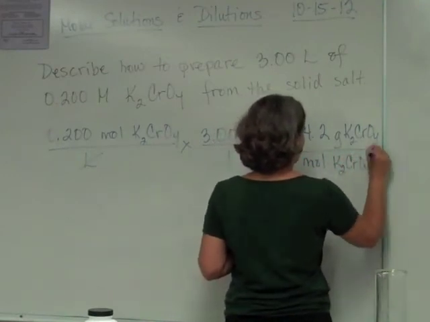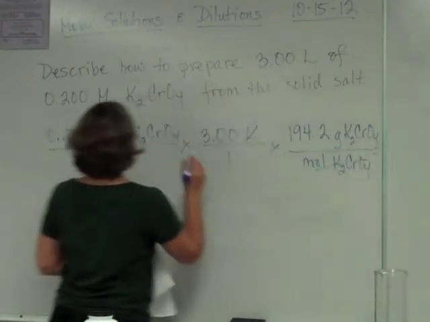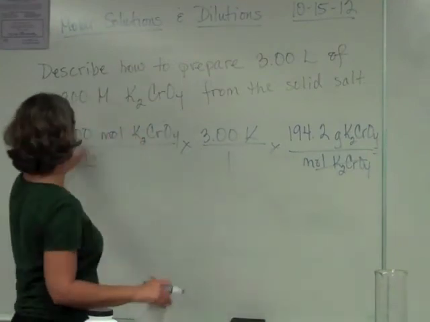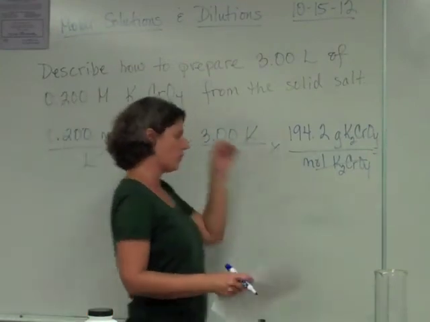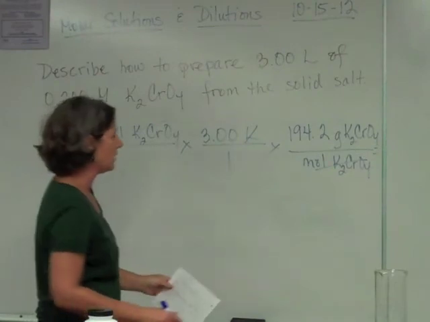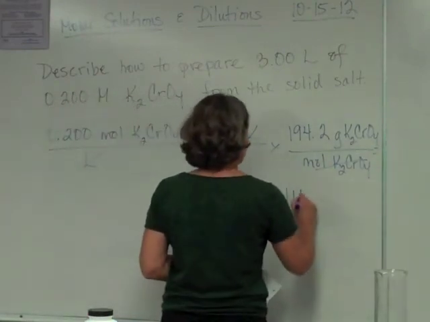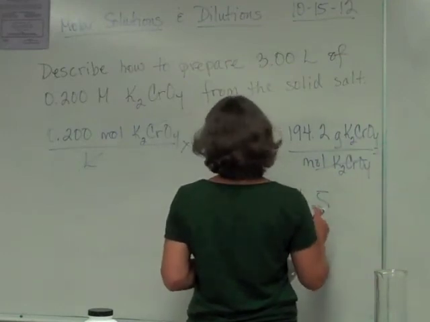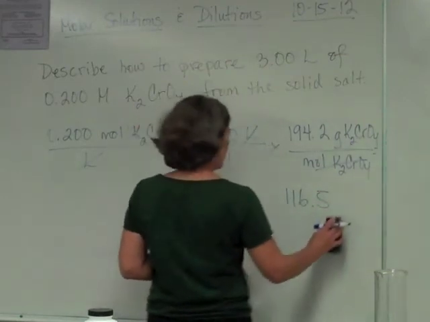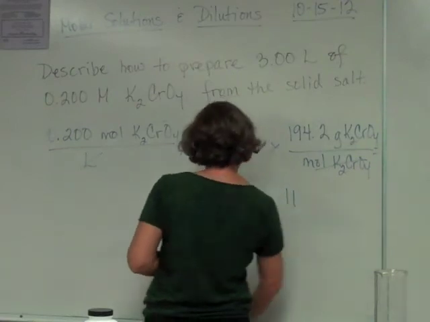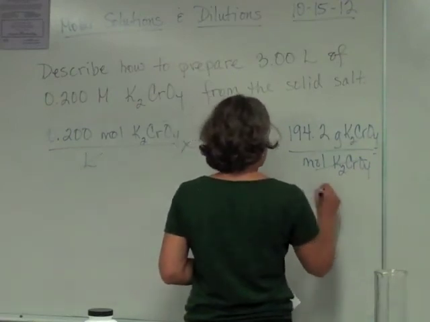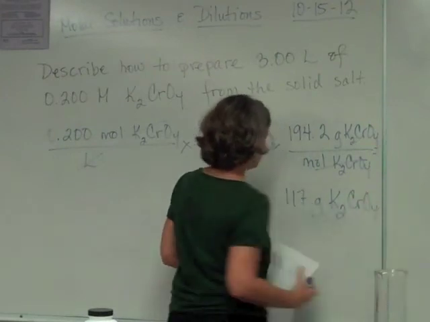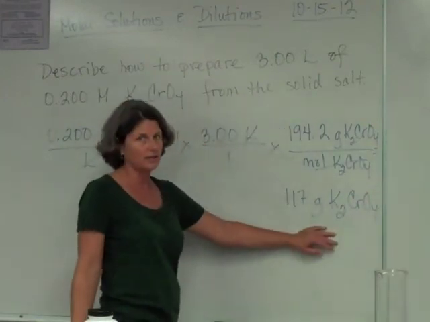There we go, moles cancel. So I've got grams. Now, 0.2 times 3 times 194.2 gives me 116.5. I can't use all those significant figures, so 117 grams of K2CrO4 is what I need.